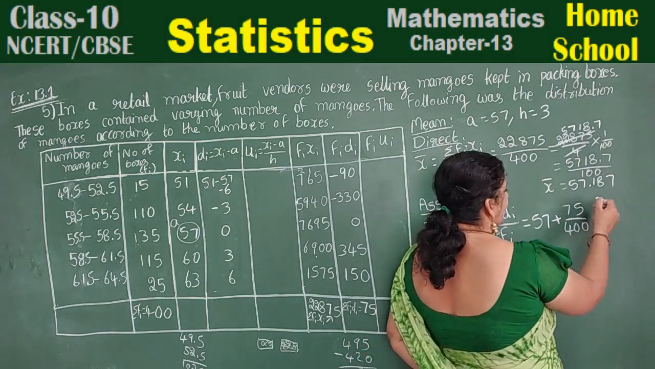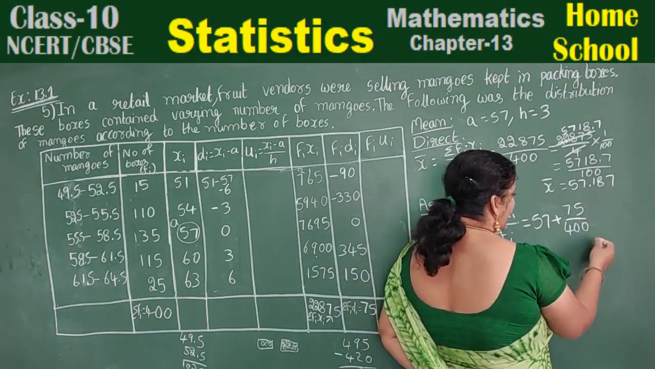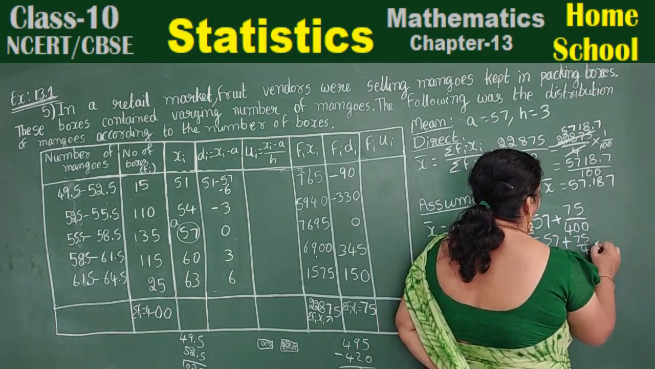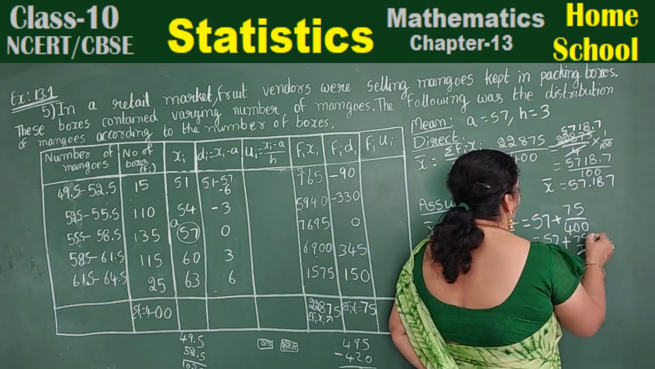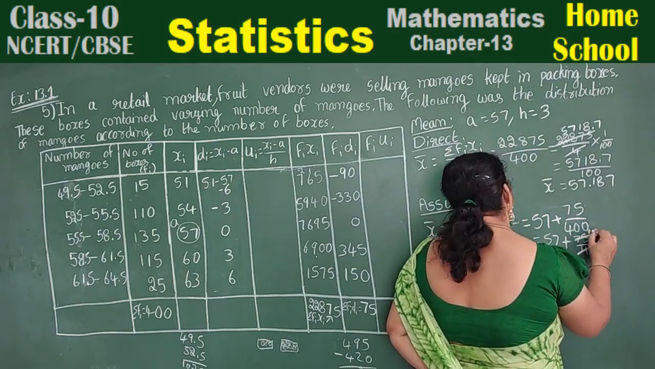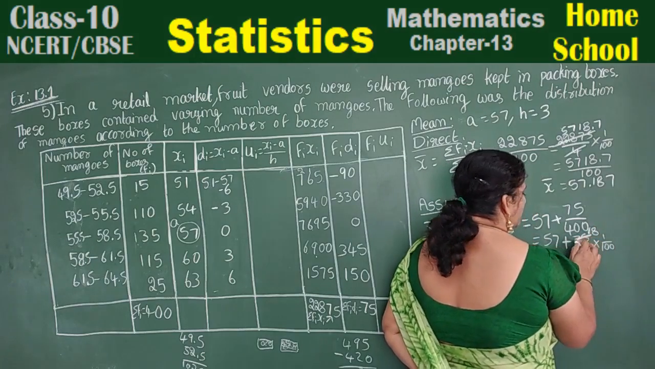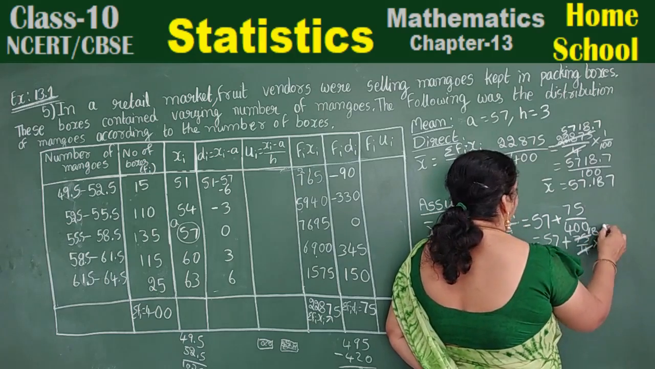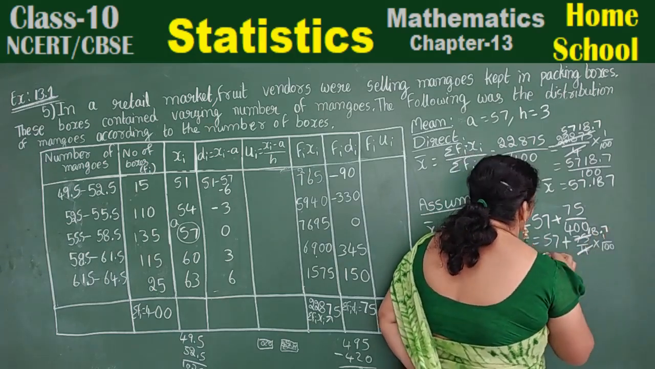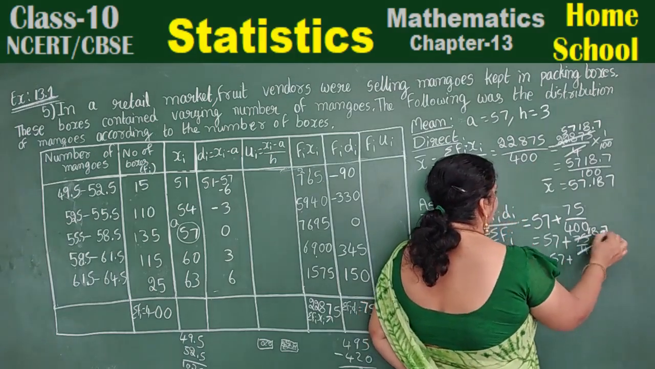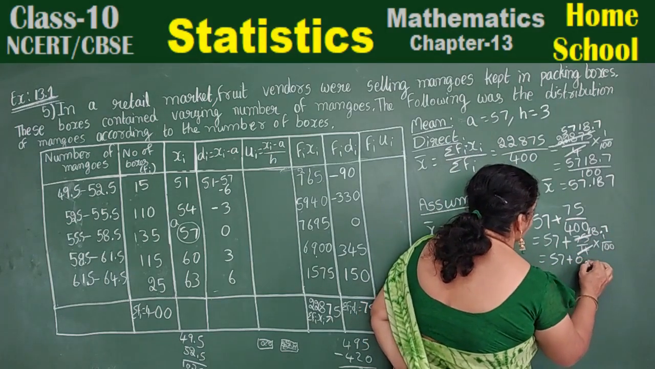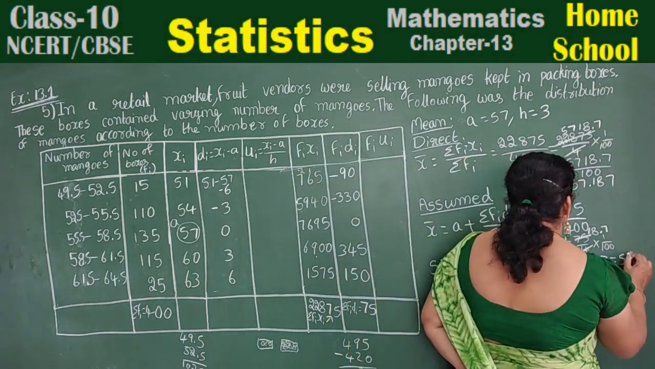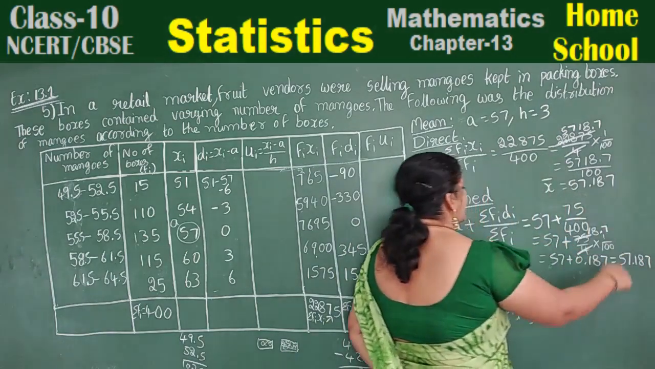Okay. Next, let's cancel this one. If possible, we can cancel or you can split this one as before. 75 by 4 into 1 by 100. Dividing, 18.7 is the result. Now 57 plus 18.7 by 100. You can rewrite it as 0.187. Now add these two: 57.187. Same answer you got.